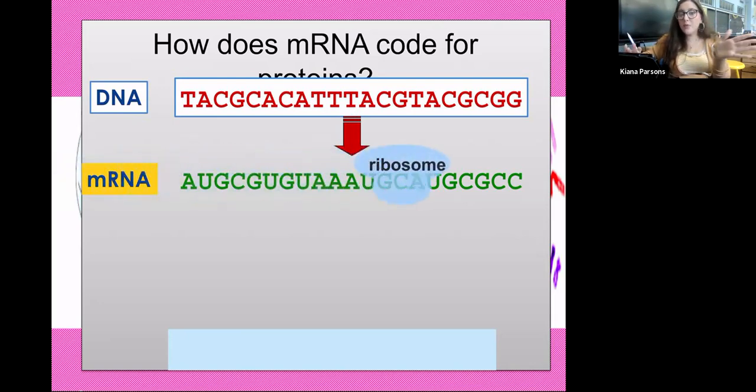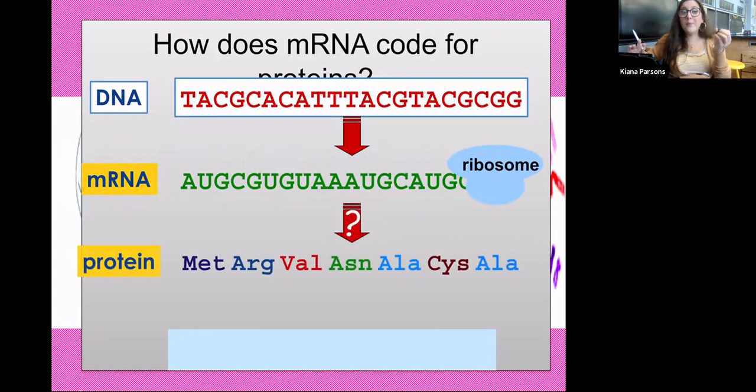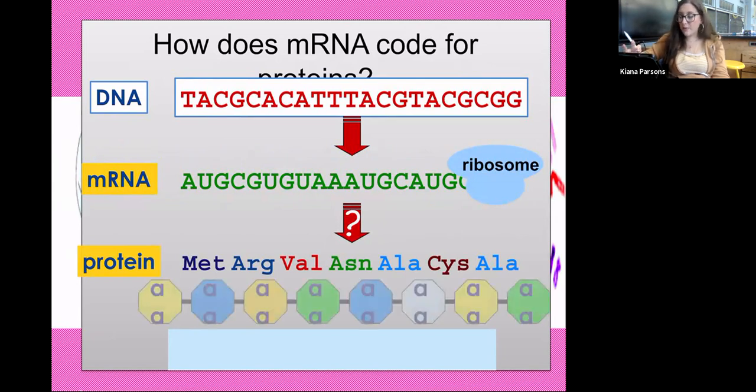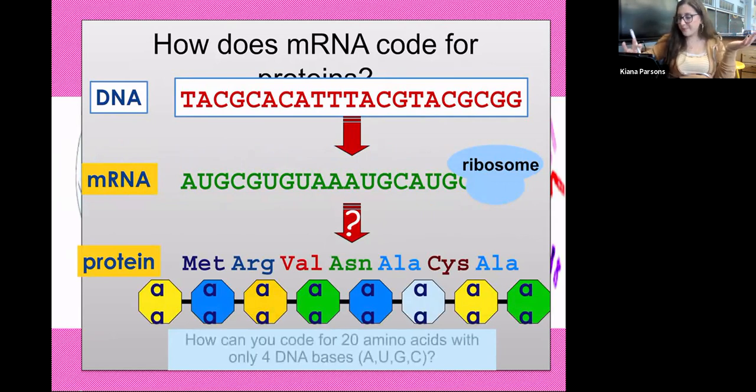The ribosome then reads that mRNA, right? The ribosome is the reader. And then a protein is constructed by using specific amino acids that are coded for based upon those codons, those 3 base sequences that are used to code for specific amino acids. And then those amino acids are strung together to form a protein.